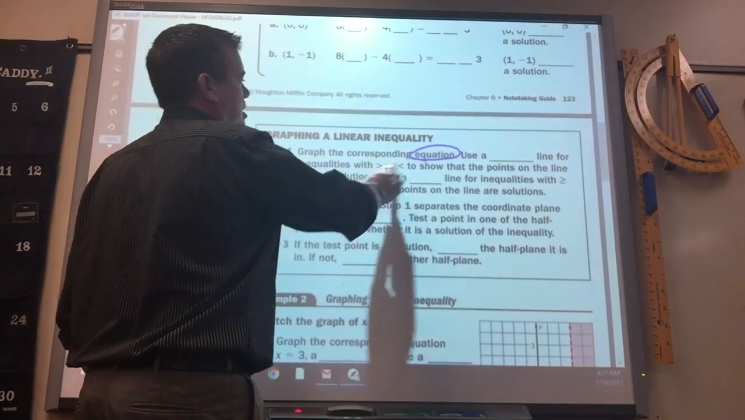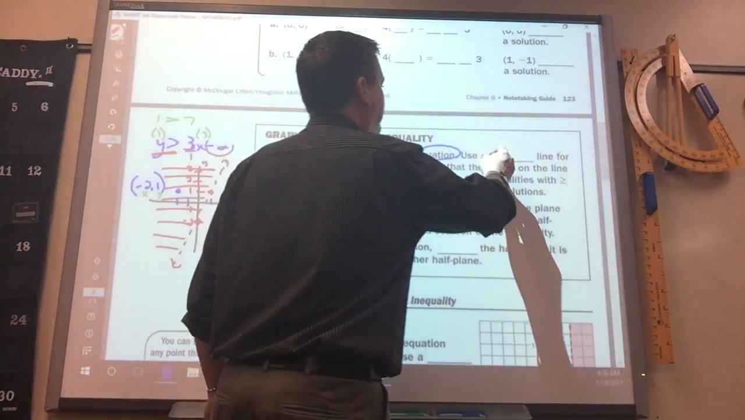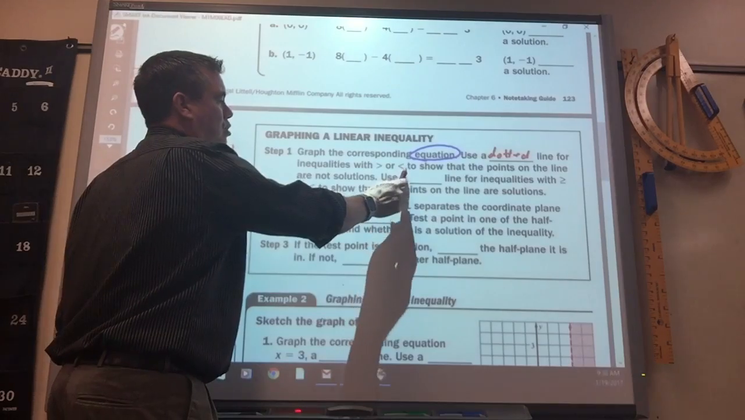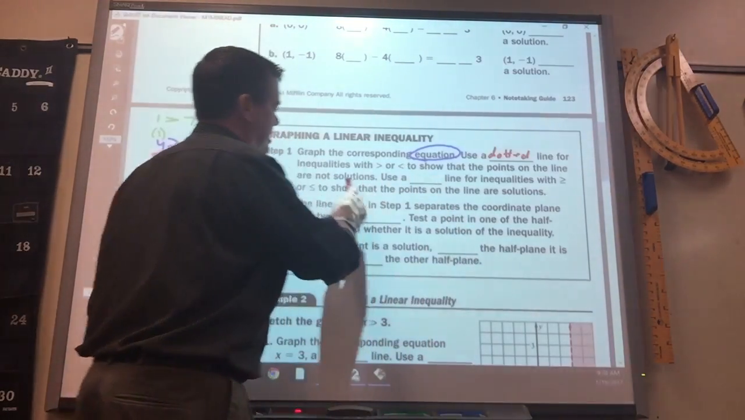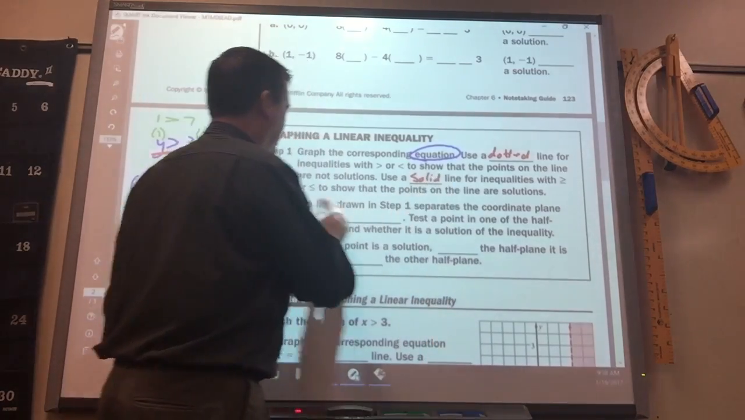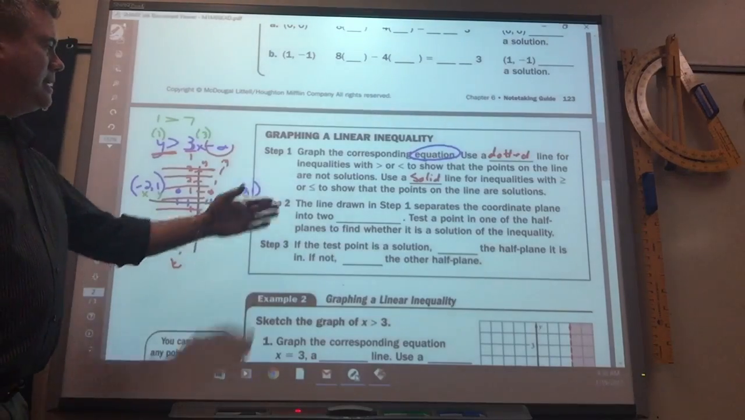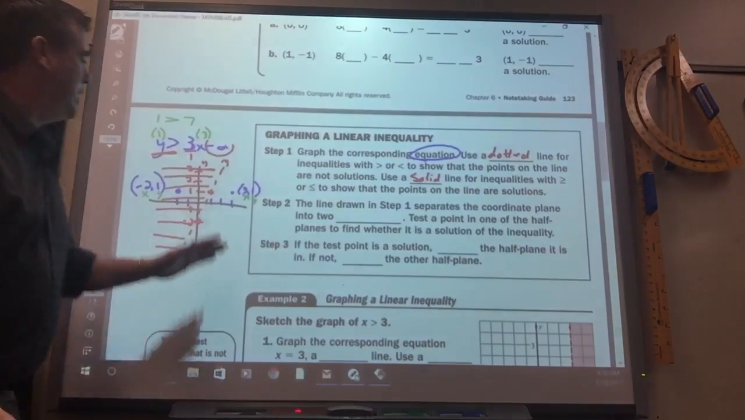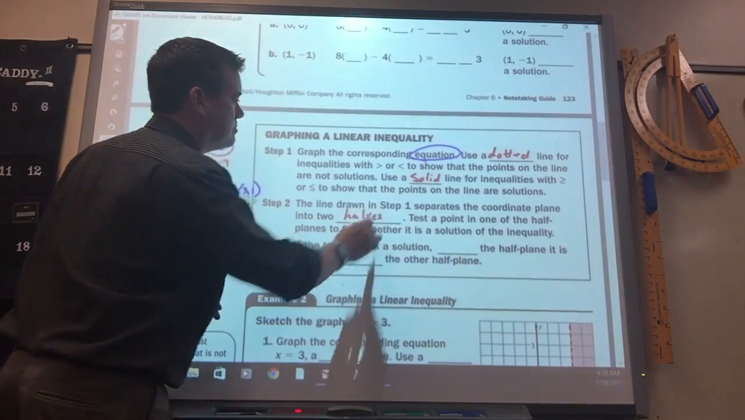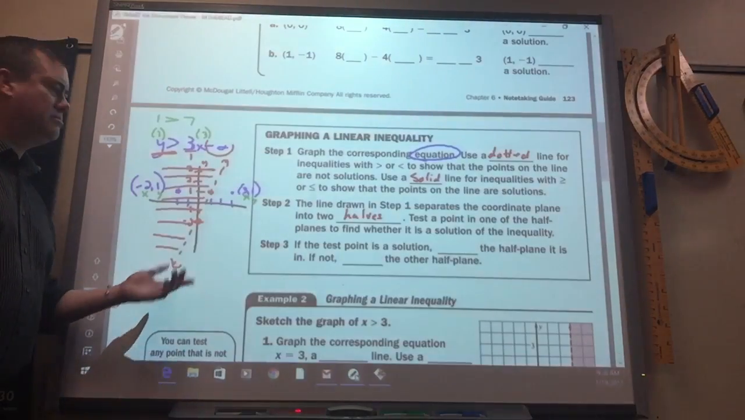So that's what the steps are. You draw or graph the corresponding equation, use a dotted line for greater than or less than to show the points on the line is not a solution. Use a solid line if it's greater than or equal to, less than or equal to. The line drawn separates the coordinate plane into 2 halves. Here it says test a point on 1 half to find whether it's a solution.